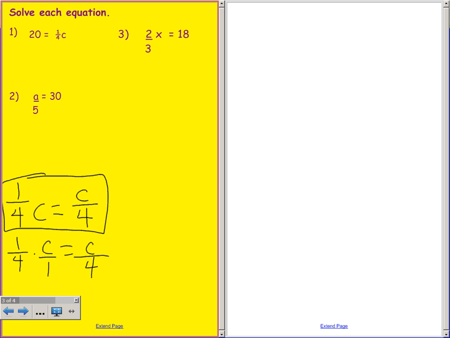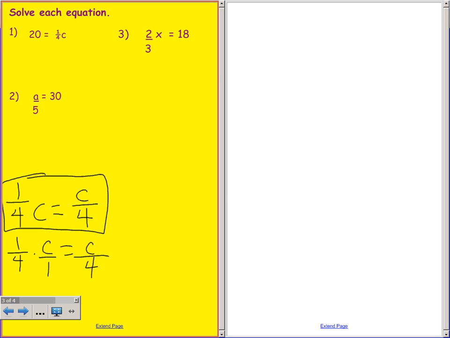And you may see that throughout the year. You're going to see it written differently. Look at our number 1 versus number 2. You can see that those are written differently. So let's take a look at number 1. The problem is 20 is equal to 1/4 C.